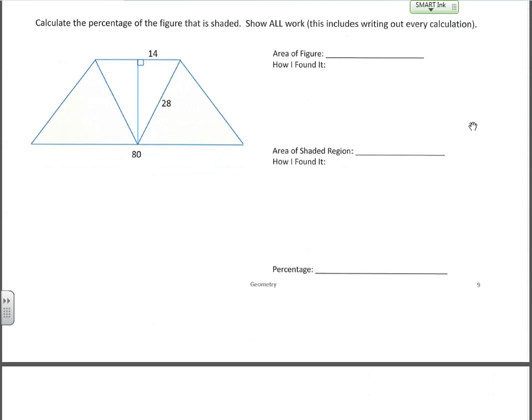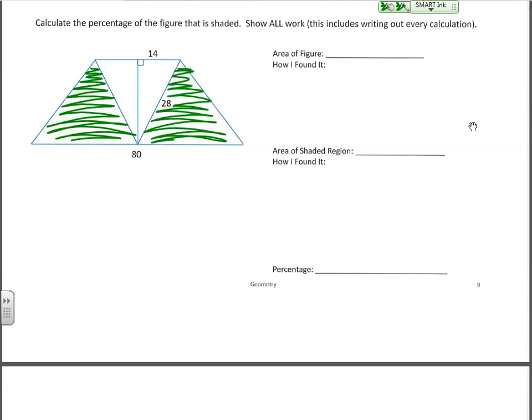This one, the printing did not so much come through as what that shaded region is. Let me go back to the original. Yeah, the shaded section here are these 2 triangles on the side. So you're finding the area of those 2 triangles here of this trapezoid.